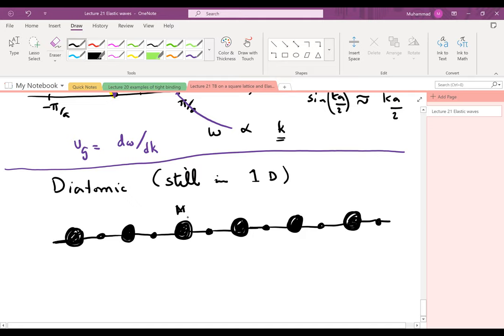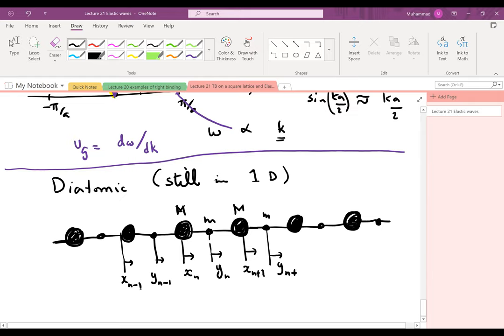So one atom has mass capital M, the other has mass small m. This object will have an amplitude of oscillation xn. This object will have an amplitude of oscillation, let's call it yn. Then xn plus 1, yn plus 1, yn minus 1, xn minus 1. So these are deviations from equilibrium for these particular atoms.